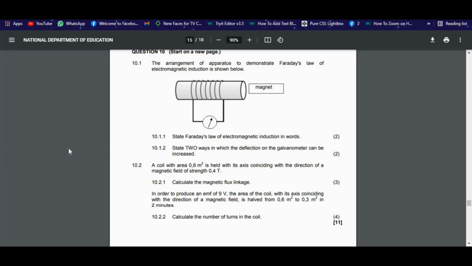In order to produce an EMF of 9 volts, the area of the coil with its axis coinciding, there's that word coinciding again, with the direction of a magnetic field is halved from 0.6 to 0.3 meters squared in 2 minutes. Calculate the number of turns in the coil.